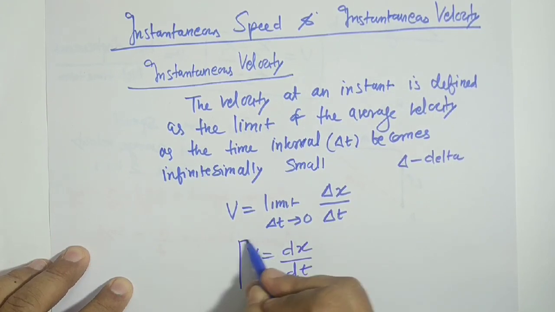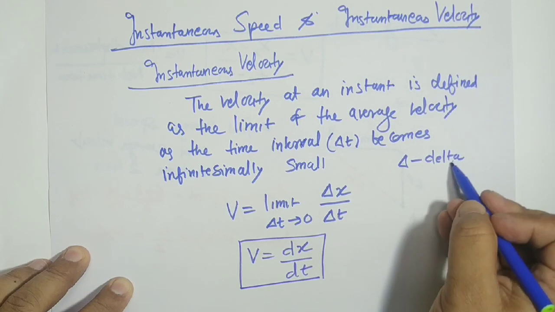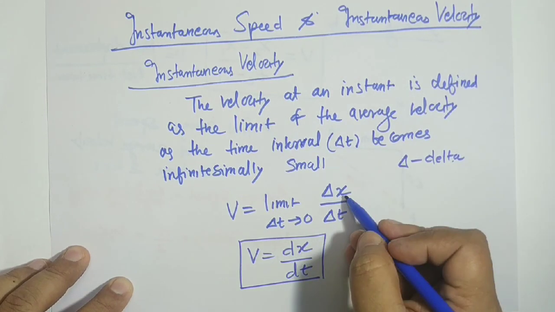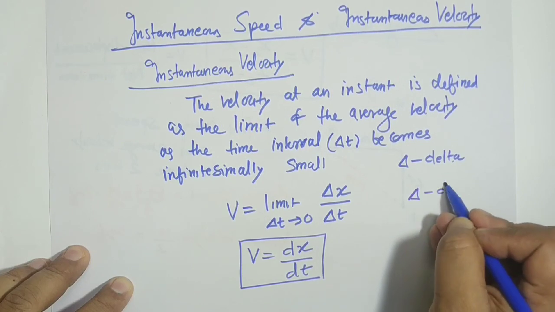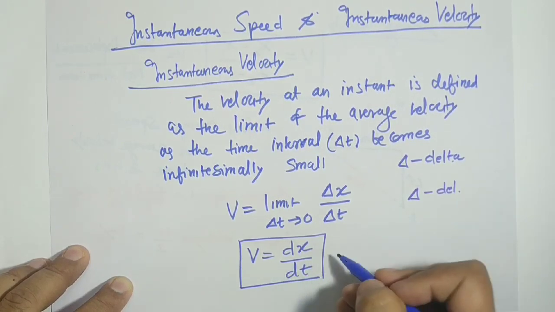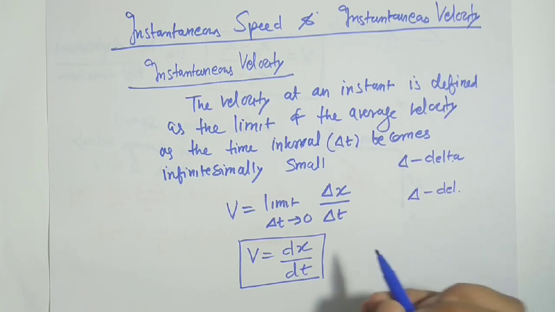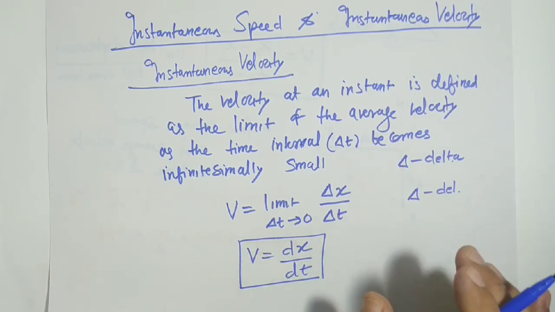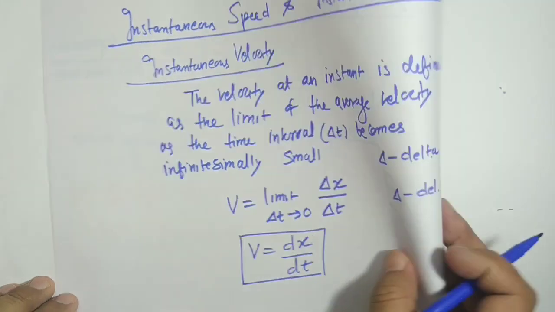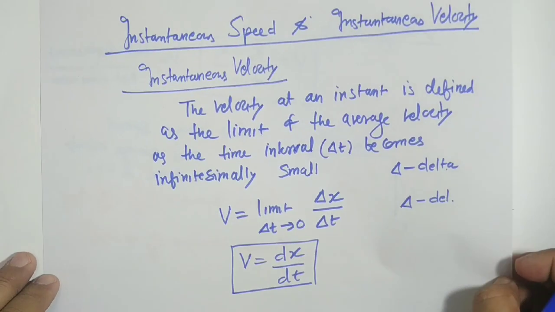Dx is also a small displacement. When you put delta in front of any quantity, it becomes small, or delta is del. You put dx, so delta x can be written as dx. So this is how we write for the small quantity instantaneous velocity. And in the same way we write instantaneous speed also. Here only I am writing instantaneous speed.